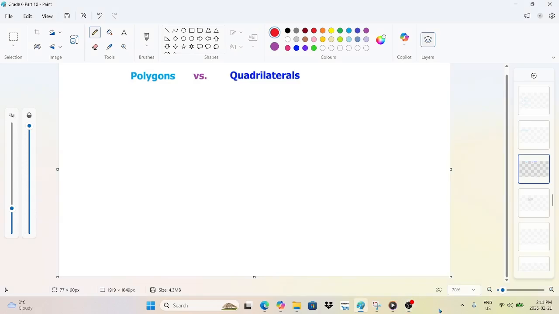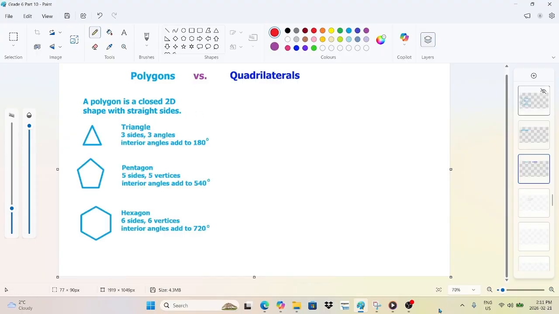In this lesson, we're going to review polygons versus quadrilaterals. Okay, so polygons versus quadrilaterals. If we review the definition, a polygon is a closed two-dimensional shape with straight sides. And here are a bunch of polygons.